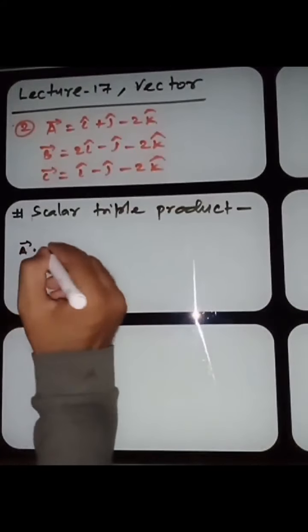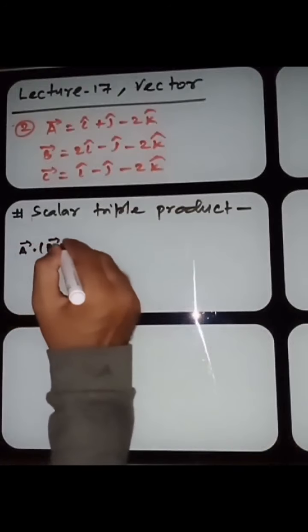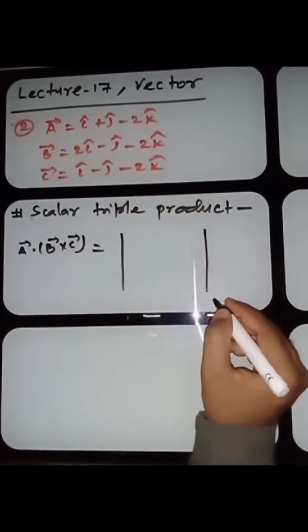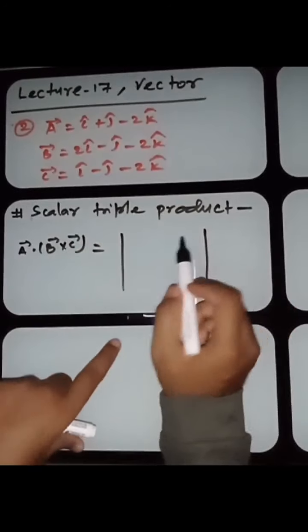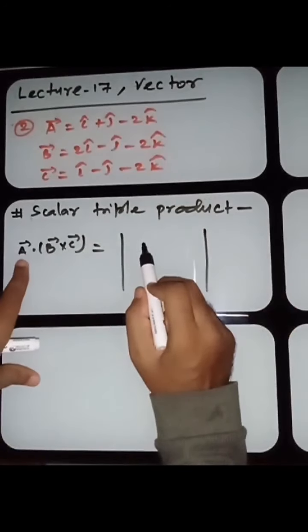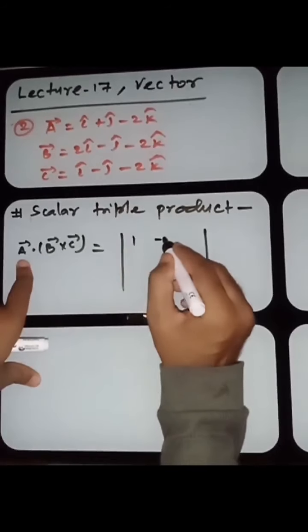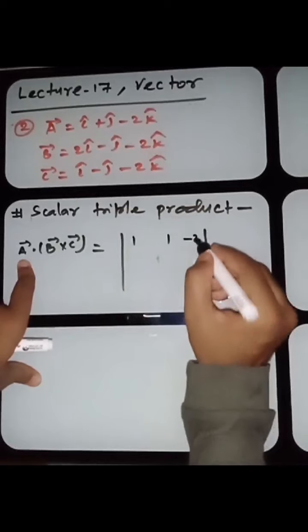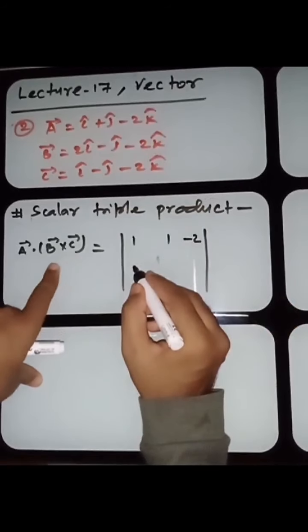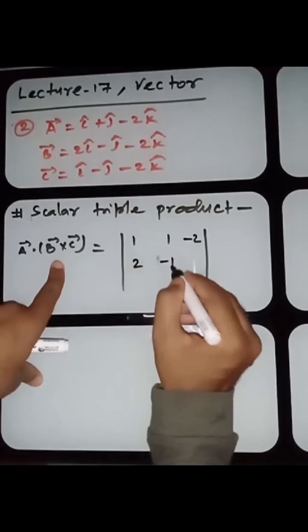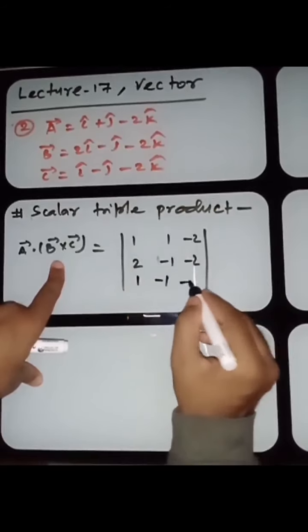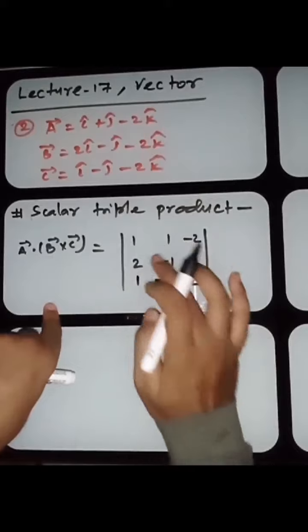Directly, we are going to find A dot B cross C. At the place of i, j, k, you will put the coefficient of vector A. It is 1, 1, and minus 2. Now put the coefficients of B and C. It is 2, minus 1, minus 2. Now 1, minus 1, minus 2. Okay, my dear students? Yes, this way.